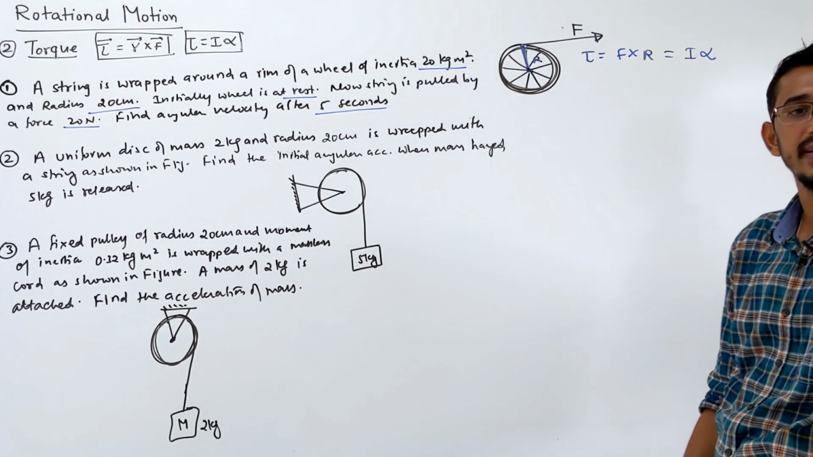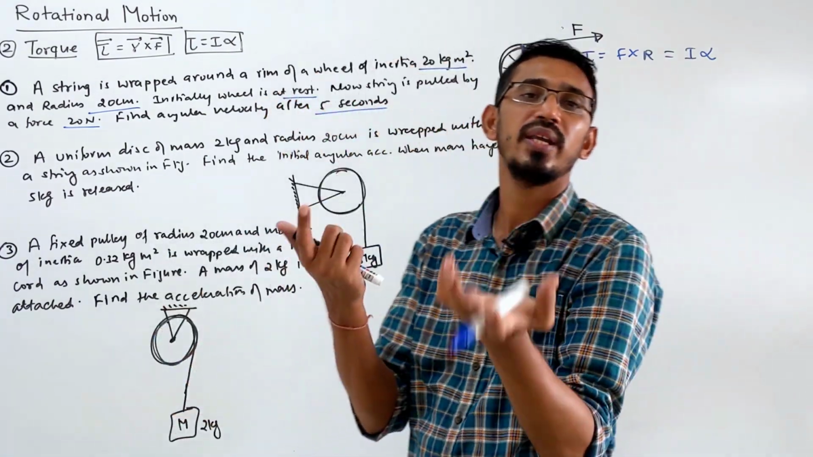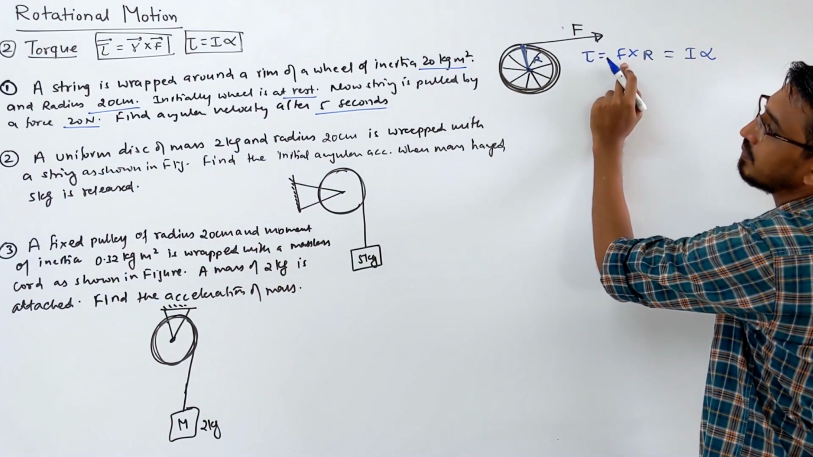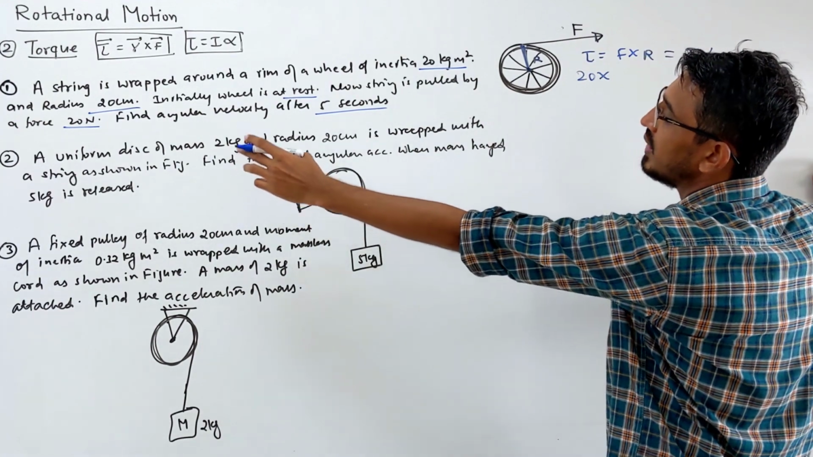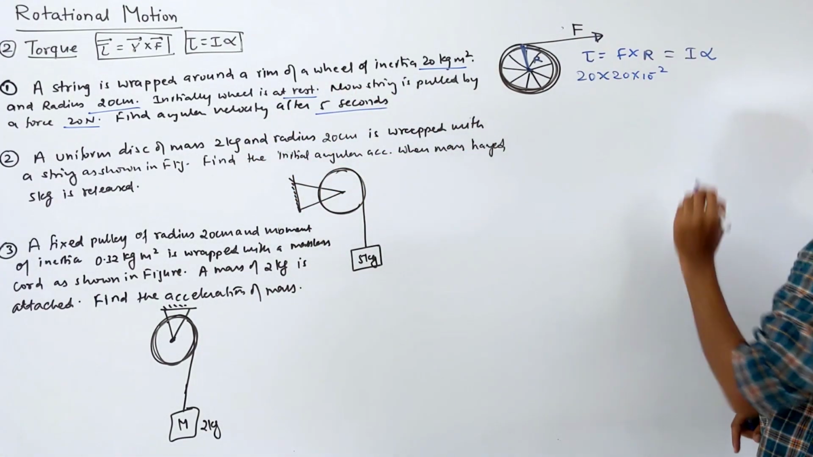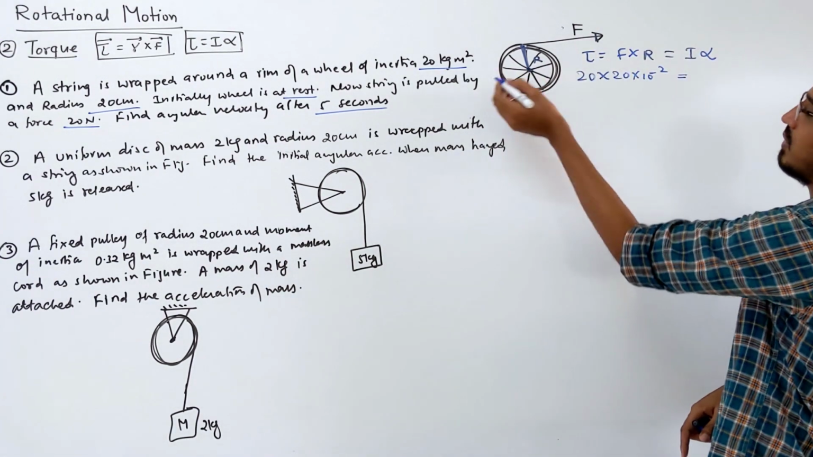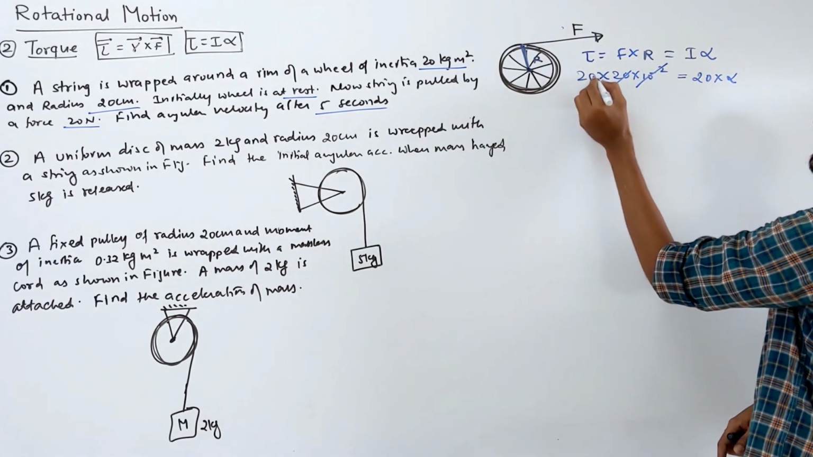Alpha. Correct? Torque is what? Force into perpendicular distance. Yes. And also you can write I into alpha. So look here, the force we are applying is given. How much is given? 20 Newton. The radius of this wheel is given as 20 centimeter, which means 20 into 10 power minus 2 meter, is equal to I. Inertia is given as 20 kg meter square, and we need alpha. Okay, this you can cancel here.